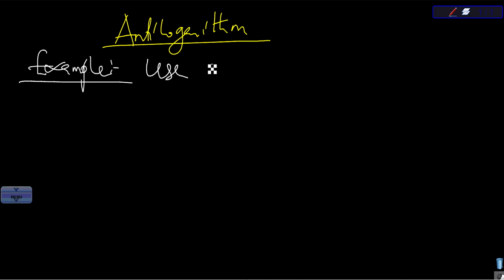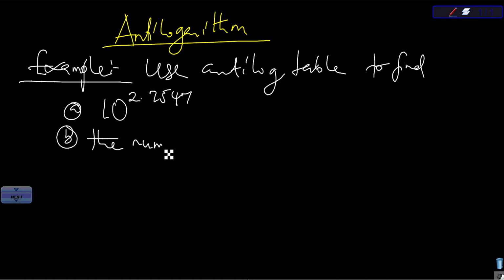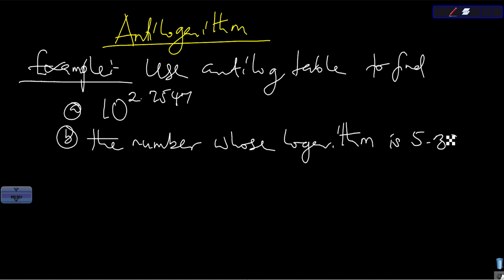Now use the anti-log table to find: A. 10 raised to the power 2.7547. B. The number whose logarithm is 5.3914.